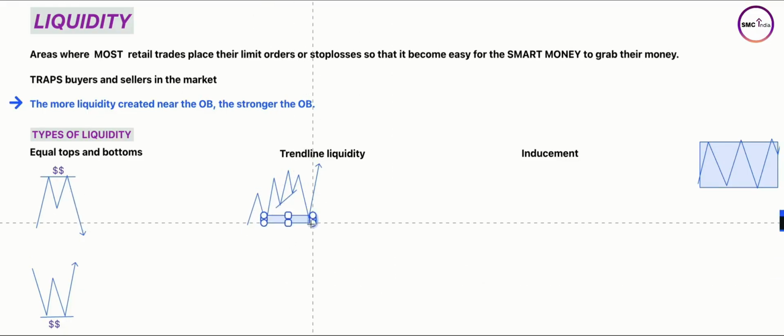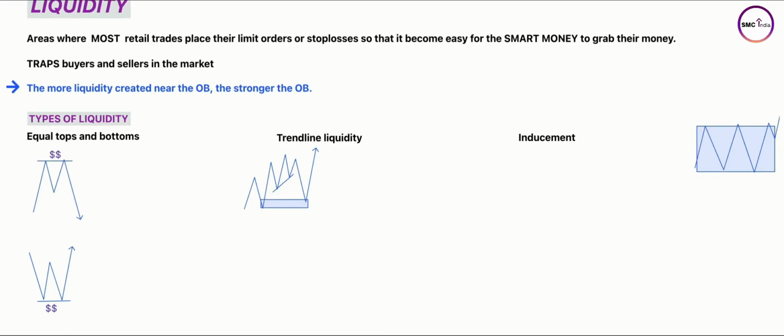The price comes to this unmitigated zone. We may say that the trend line is a form of liquidity, and whenever you see this trend line, you may think of this as liquidity. Same is the case for downtrend.